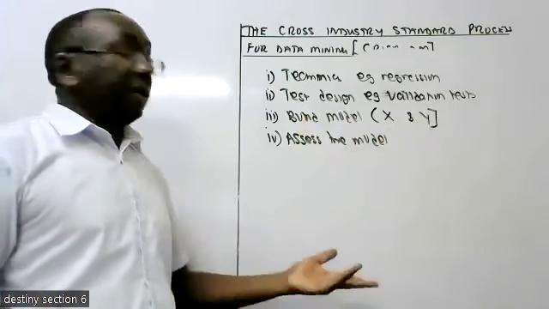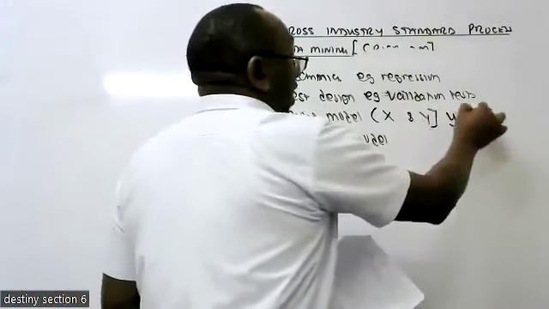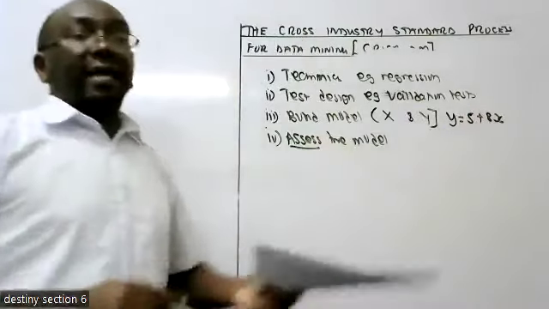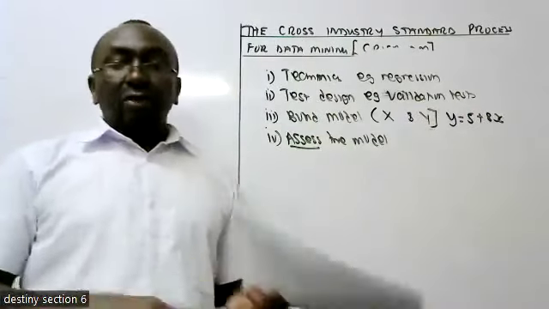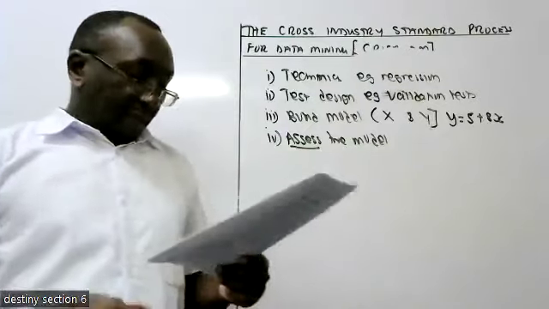Then from there you run the model. Ukishapata equation, like maybe imetoka Y is equal to 5 plus 8x. Then you assess. To assess again is like what I had said earlier, you subject it to further tests to know how accurate, how good it is.